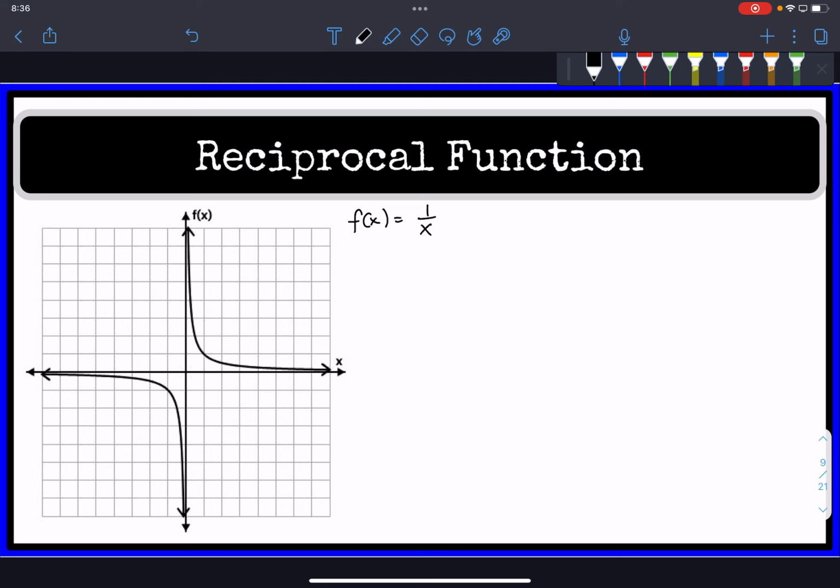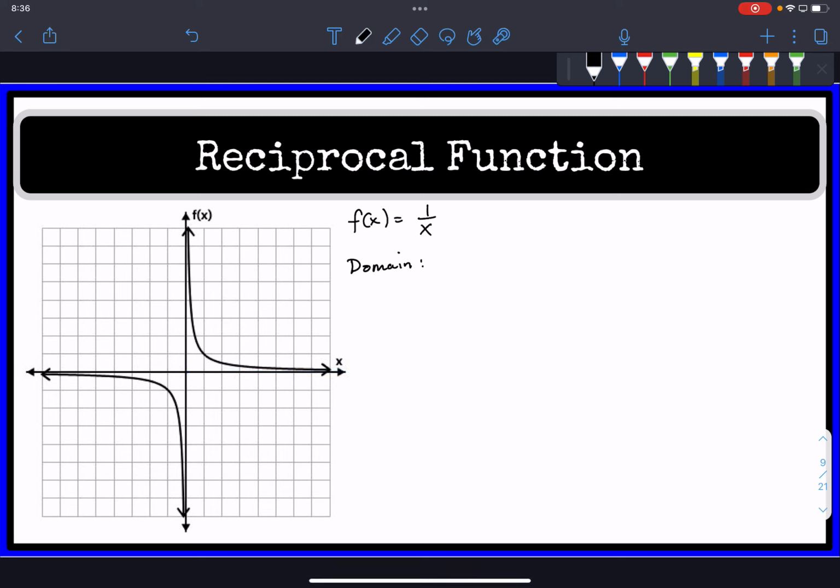So this function here has some things that are distinctly different from all the other ones, and we'll start with the domain. Notice that the domain of this graph starts from negative infinity and goes all the way to 0. Notice that there is a jump here, a discontinuity, an infinite discontinuity, where we do not actually reach 0. So it's going to go from negative infinity to 0. It jumps 0 and then continues from 0 all the way to positive infinity.